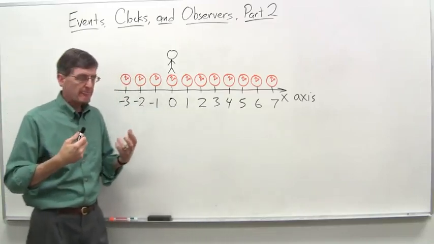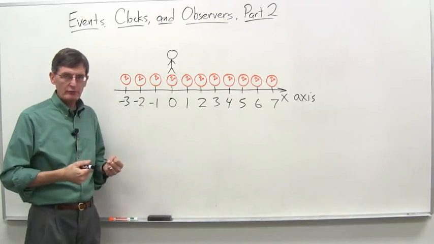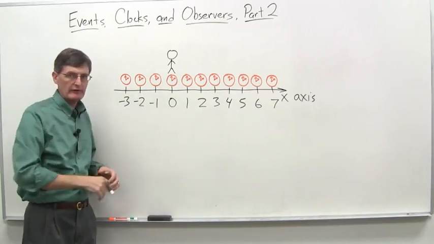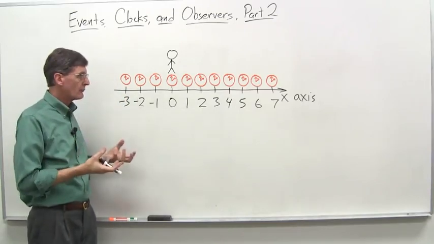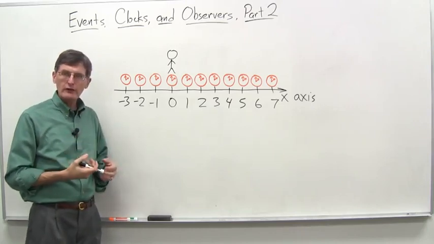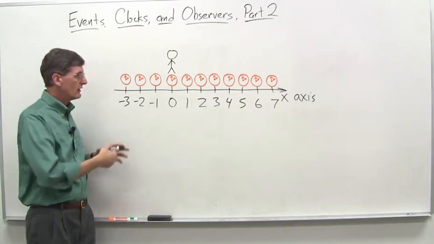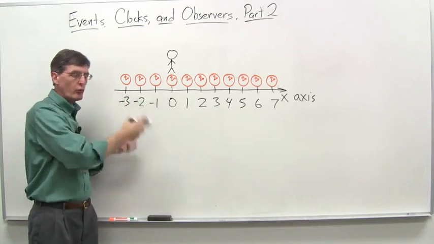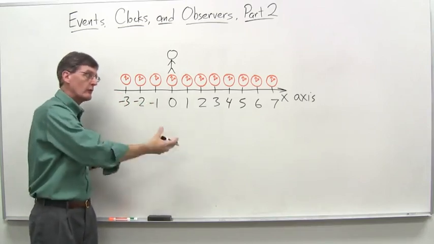All right, we ended the last video clip, which was on part one of events, clocks, and observers. We are talking about a lattice or a grid of clocks that we're going to use to specify when something happens. Not only when, but where.